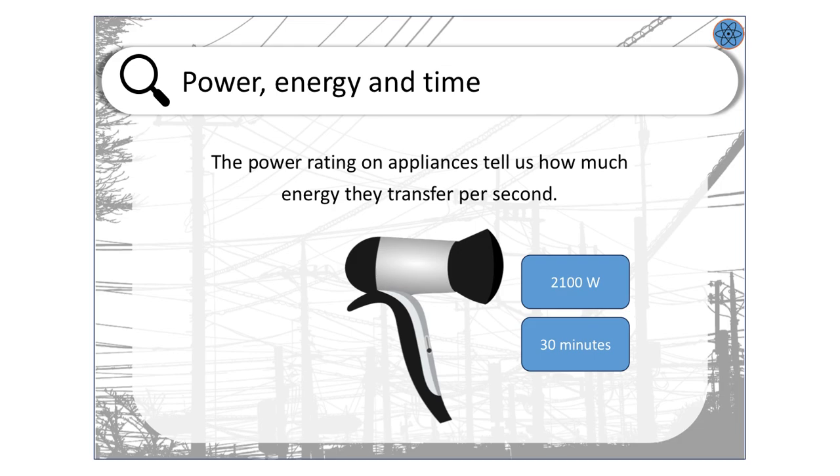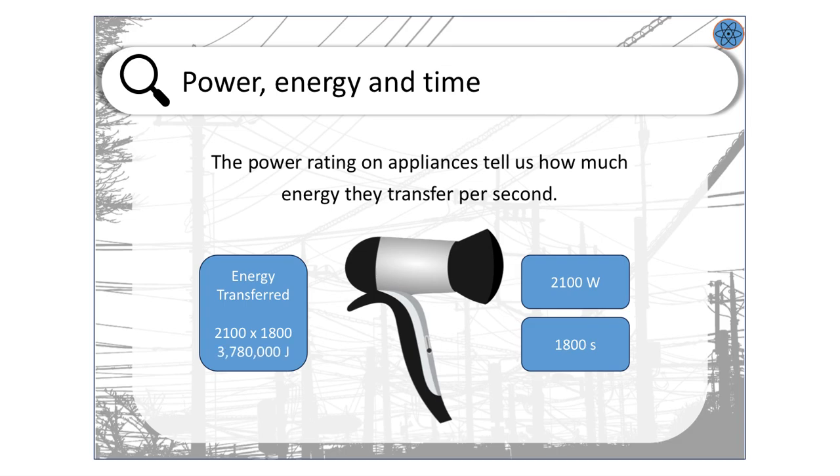So if the hairdryer is on for 30 minutes, we need to convert that into seconds. Because there are 60 seconds in 1 minute, we need to do 60 multiplied by 30. And using a calculator, we can get the answer of 1800 seconds. So we can now calculate how much energy is transferred because we've now converted all of our units. So by multiplying the two together, 2100 times 1800, we can get our answer of 3.78 million joules.